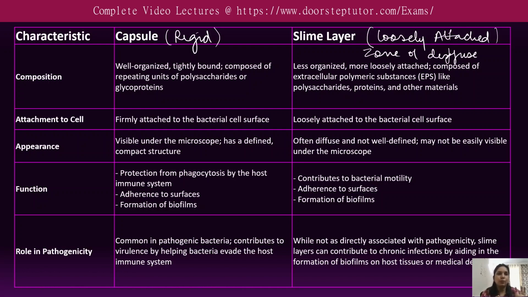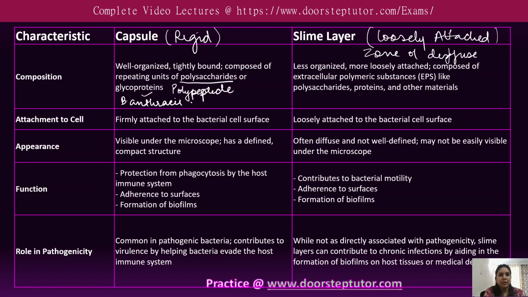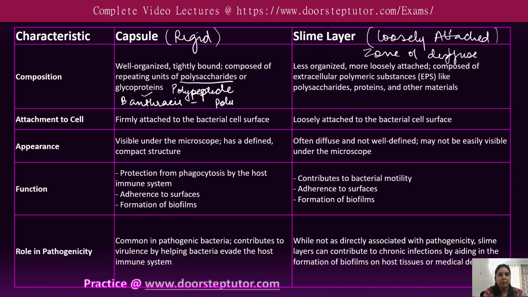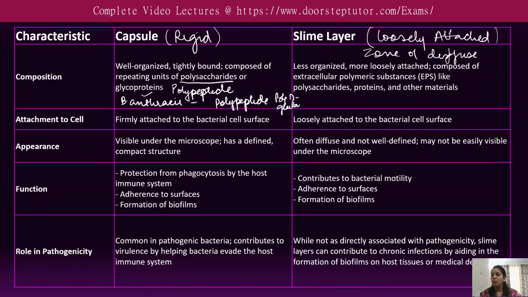And when we talk about the composition of the capsule, they are generally made up of polysaccharide, and some other molecules are also present. For example, polysaccharide, glycoprotein or polypeptide may be present in the capsule. For example, in the case of Bacillus anthracis, the capsule is made up of polypeptide, basically poly D glutamic acid.